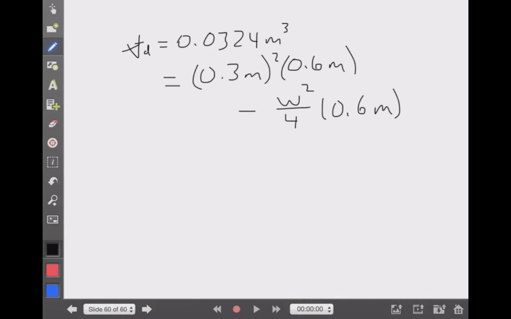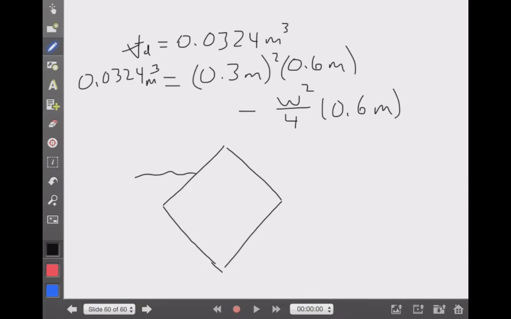So we're going to basically use this formula to find W. This is equal to 0.0324 meters cubed. So we just need to solve this simple equation for W. But where does that come from? So if we draw a picture of the block here, kind of draw a large version of it, and the water line is here. Basically, we need to concentrate on this triangle right here.